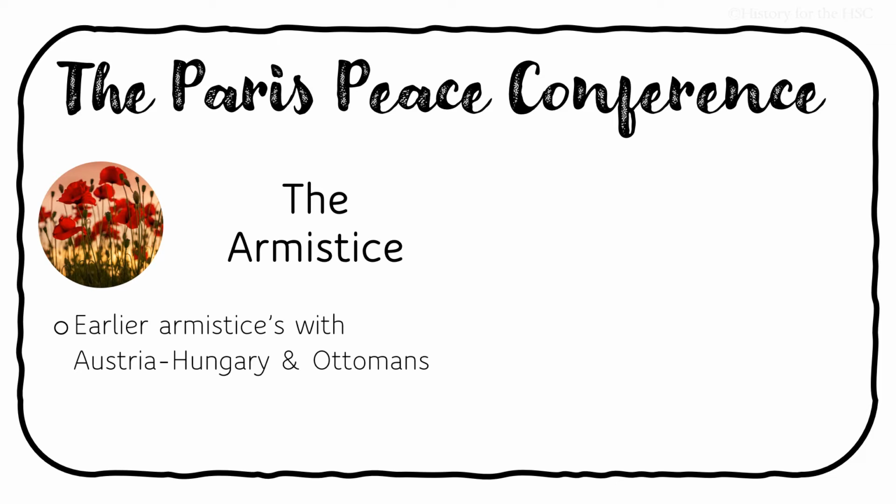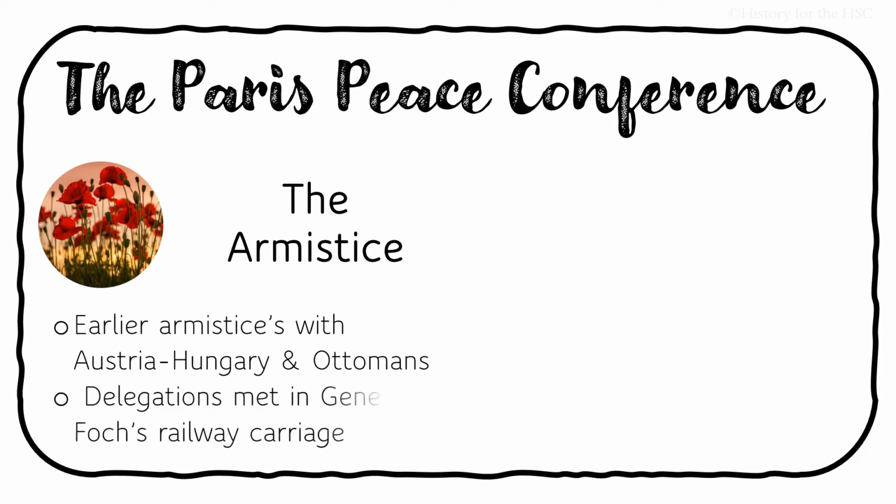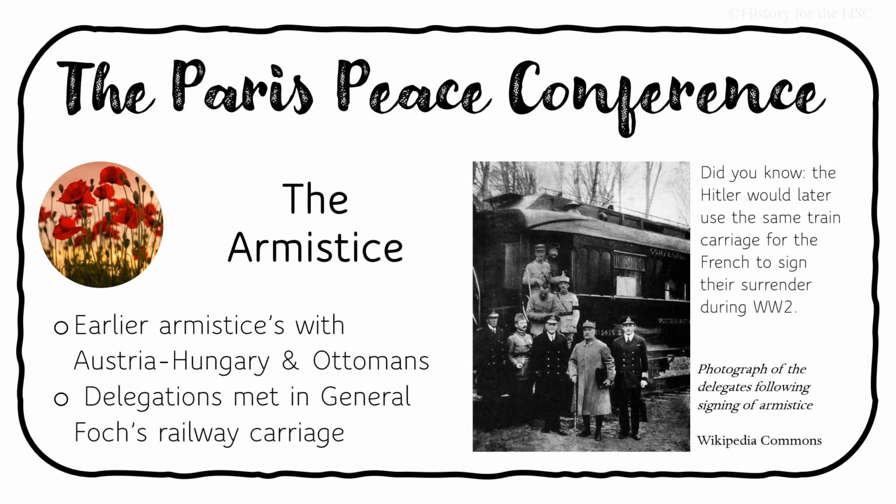So representatives from the German government were sent through the lines on a 10-hour trip to meet with French Field Marshal Foch in his train carriage on the outskirts of Paris. It was this train carriage which Hitler, slightly over 20 years later, would humiliatingly force the French to surrender to the Germans in World War II as a sort of propaganda victory for the Nazi Party.